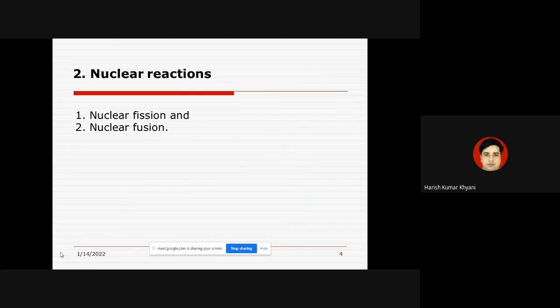We all know that there are two important nuclear reactions. Number one is nuclear fission and number two is nuclear fusion.